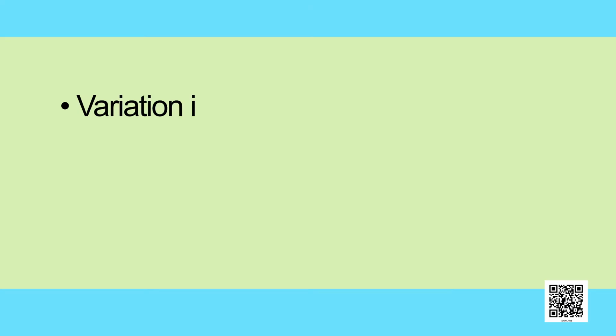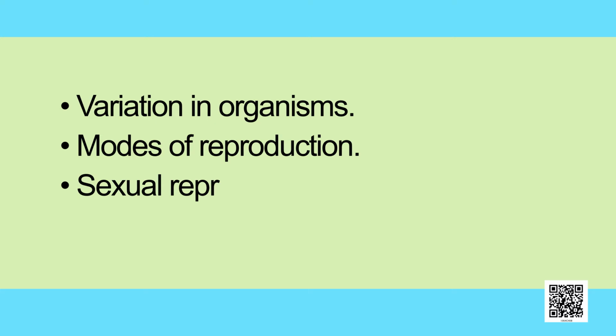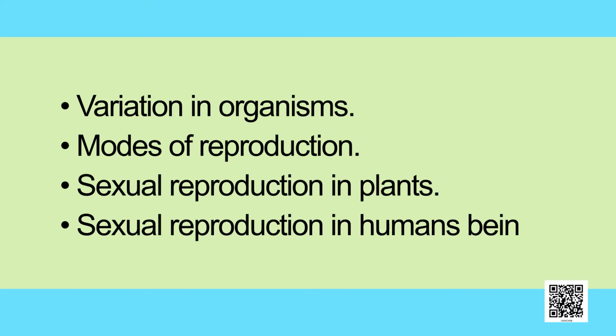Which is the method through which amoeba reproduces? The method through which amoeba reproduces is binary fission. Now we shall see what we are going to learn today. Variation in organisms, modes of reproduction, sexual reproduction in plants, sexual reproduction in human beings.